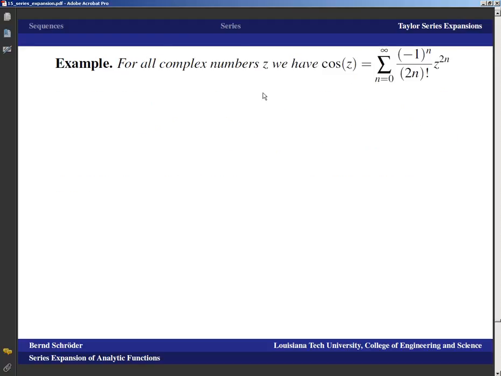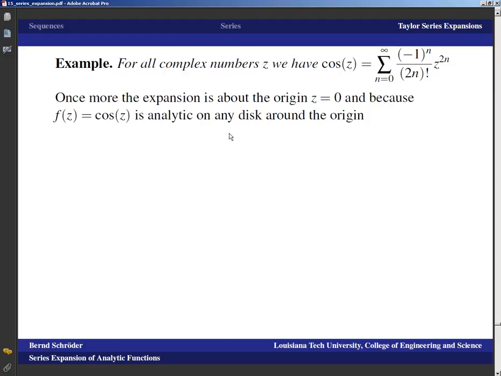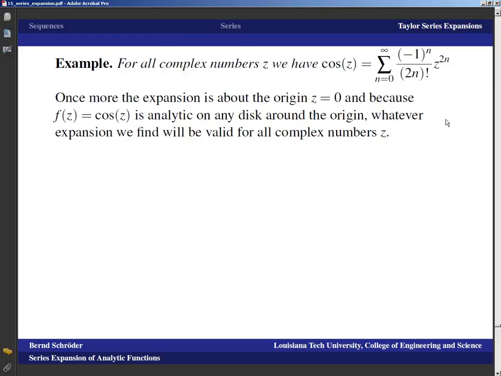Okay, for the cosine function, it becomes a little bit more complicated because the coefficients are more complicated. But how do we get those? Well, once more, the expansion is around the origin, right? Because z to the 2n is (z minus 0) to the 2n. Because f of z equals cosine z is analytic on any disk around the origin, whatever expansion we find will be valid for all complex numbers, because every complex number can be captured in one of those disks of radius r that the theorem talks about.